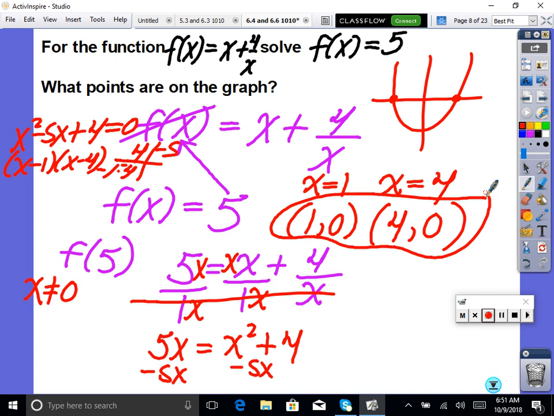Our restriction was x can't be 0, and it's not. It's 1 and 4, so we're good. Just making sure that we understand. It's just testing the same knowledge we just learned, but in making you set it up.